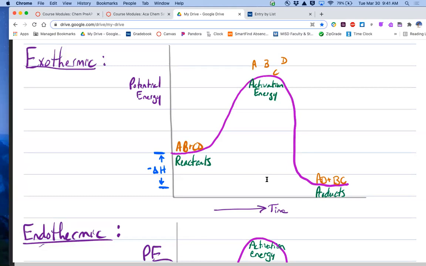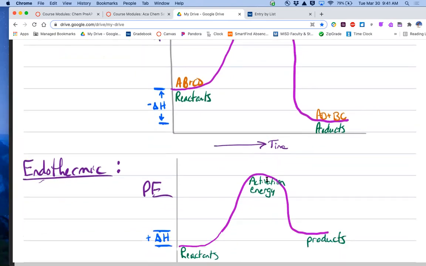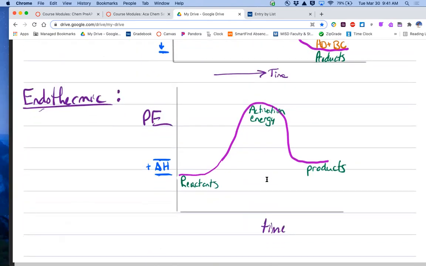As opposed to endothermic, which is essentially exactly the same thing, but opposite, sort of. Most of it's the same. Your reactants are in the same place. Your activation energy is in the same place. All those broken up molecules are in the same place. Your products are in the same place, but the reaction curve stops above where it started. The top one's a negative delta H, this one's positive.